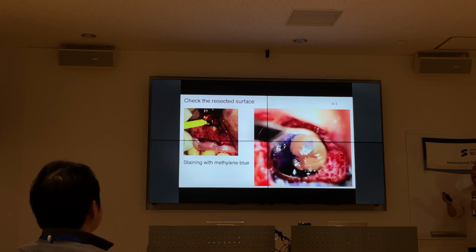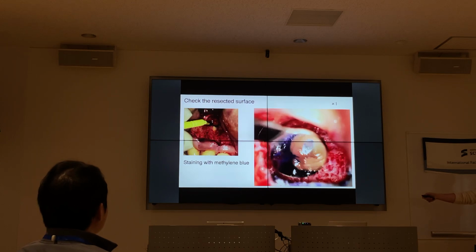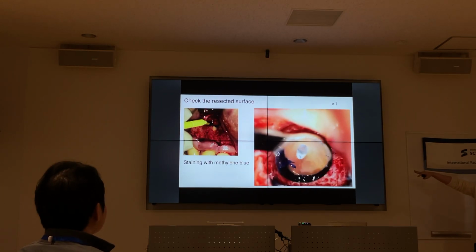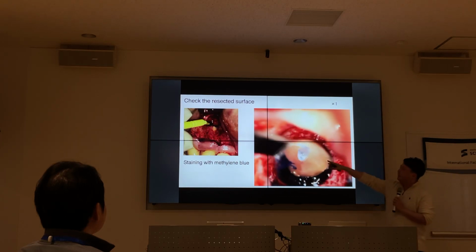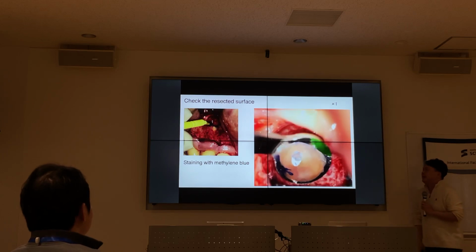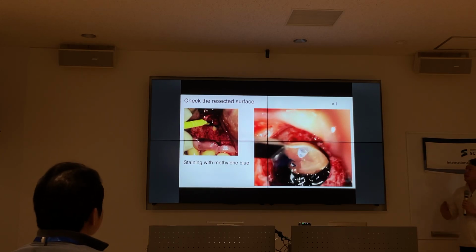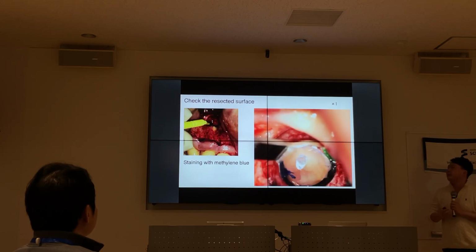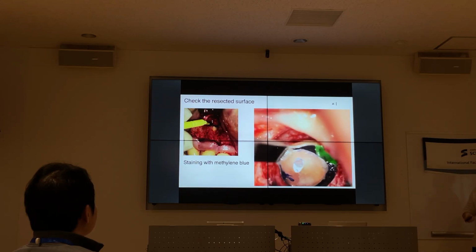Then after that, I stained with methylene blue to check for fracture. This is a mirror view of the resected surface. Here is the root canal, gutta-percha and sealer, and the resected wound. I checked whether there were any structures, for example, a vertical root fracture, an isthmus, or lateral canals. I always check this step.